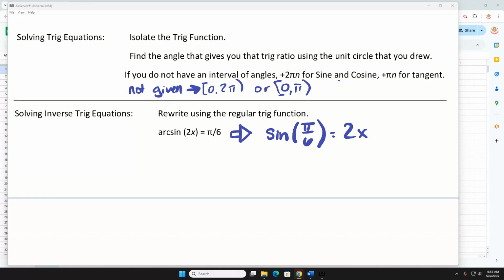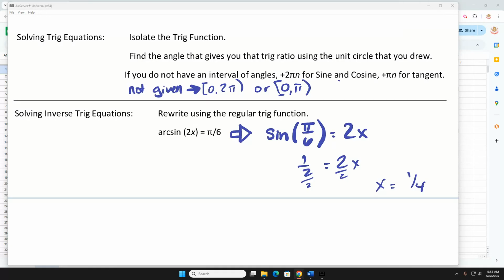So what is this sine of pi over 6? So you just change that to 1/2, and then you're going to divide by 2. So what's 1/2 divided by 2? Or half of 1? 1/4. There you go.